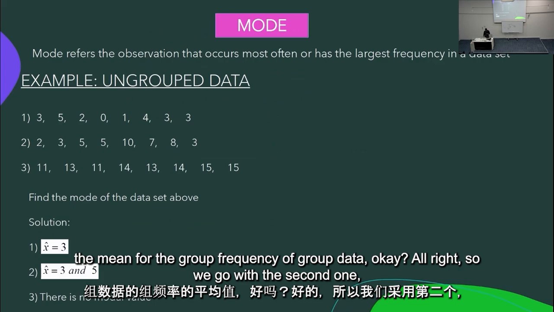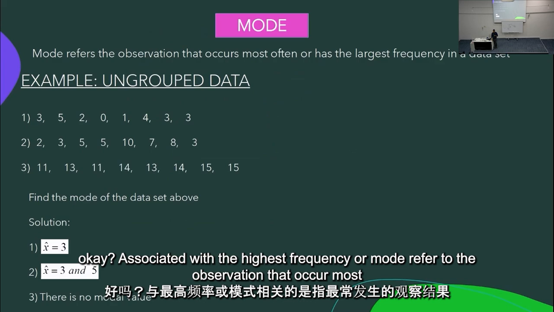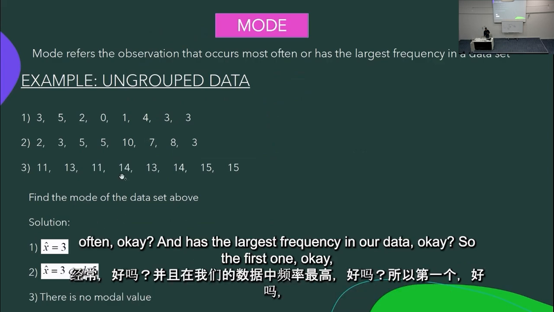Alright, so we go with the second one. The second measure of central tendency is the mode. Mode is the highest frequency, associated with the highest frequency, or mode refers to the observation that occurs most often and has the largest frequency in our data.